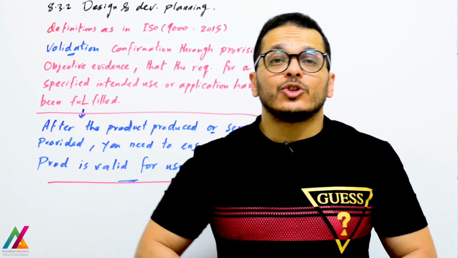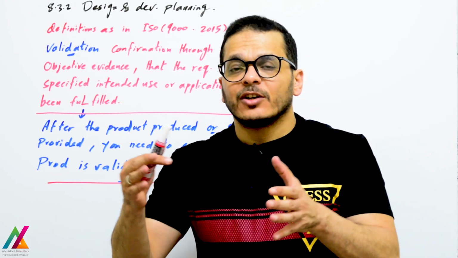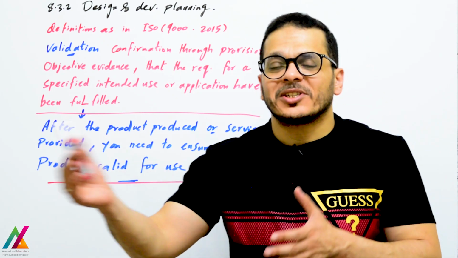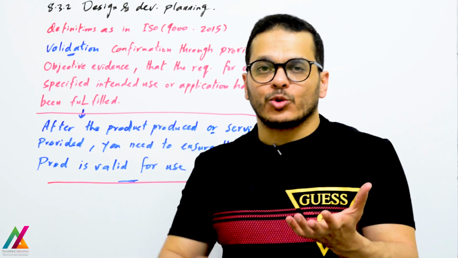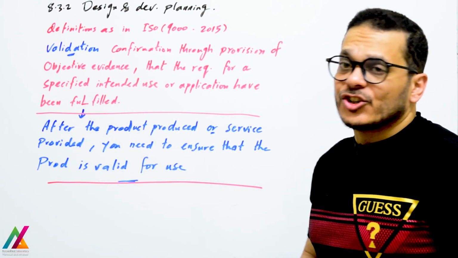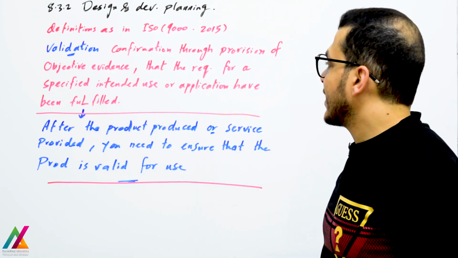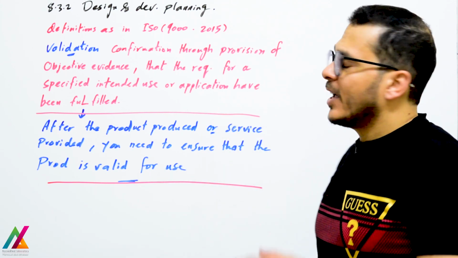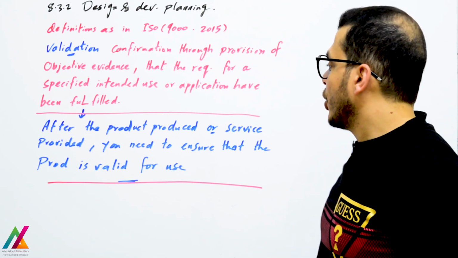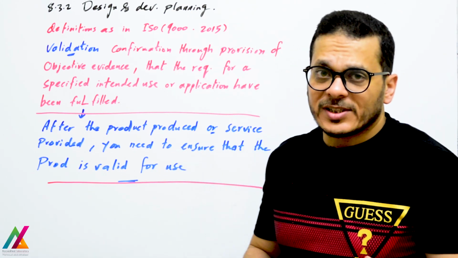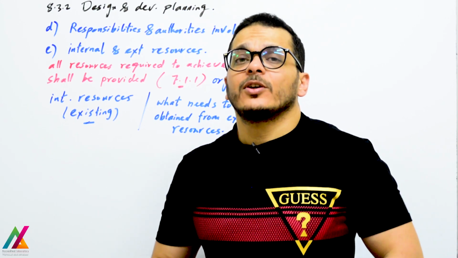And validation: you need to ensure that the final product or service provided to the customer is fit for its intended use or specified application. You want to ensure that this product or service is valid for use. So validation is confirmation, through provision of objective evidence, that the requirements for a specified intended use or application have been fulfilled. After the product is produced or the service provided to the customer, you need to ensure that it is valid for use.